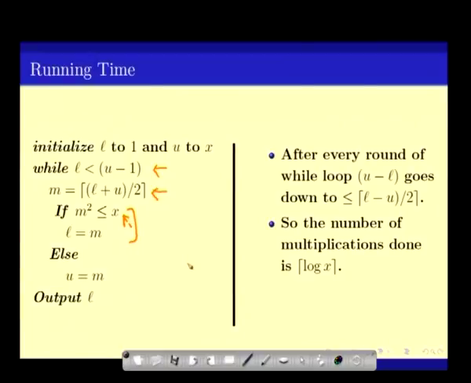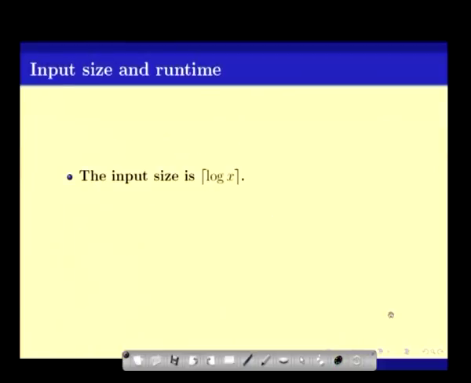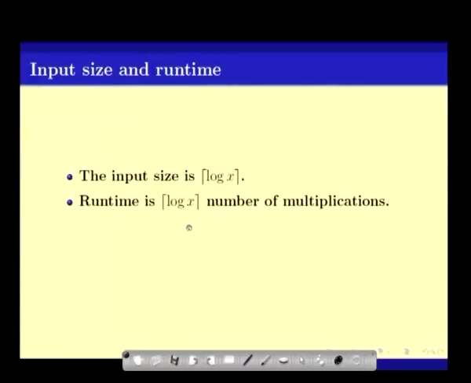Where we are checking if M square is less than X. And it is the multiplication that matters. So, the number of multiplications done here is the number of rounds this while loop goes, which is log X. Now, the input size is the size of X, which is the number of bits required to specify X, which is log X. The run time is log X number of multiplications.